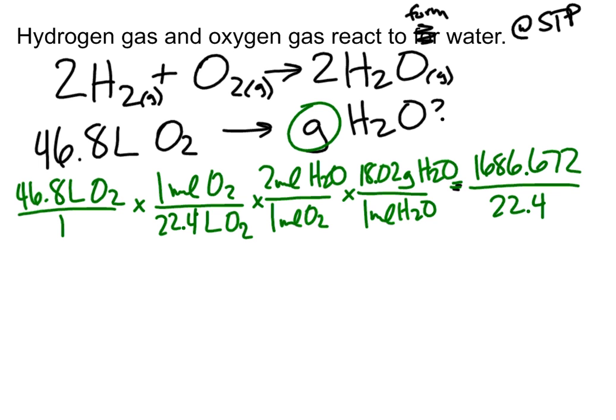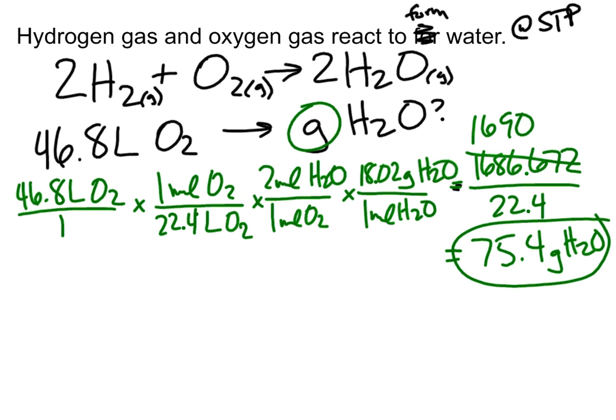So if you go ahead and do the calculation, that value is 1,686.672, which of course is atrocious. We need 3 sig figs, so 1690, divided by 22.4, my final answer with 3 sig figs is 75.4 grams of water. So what does that mean? That means I can produce 75.4 grams of water if I start off with 46.8 liters of oxygen gas.